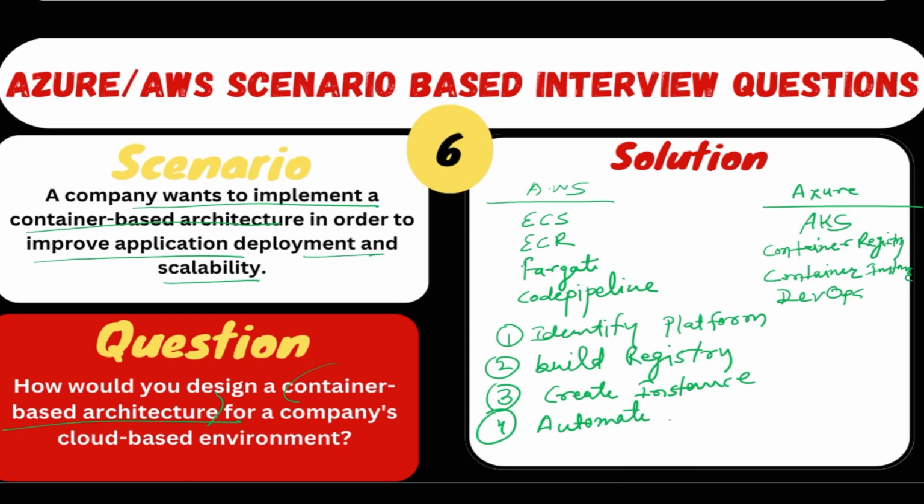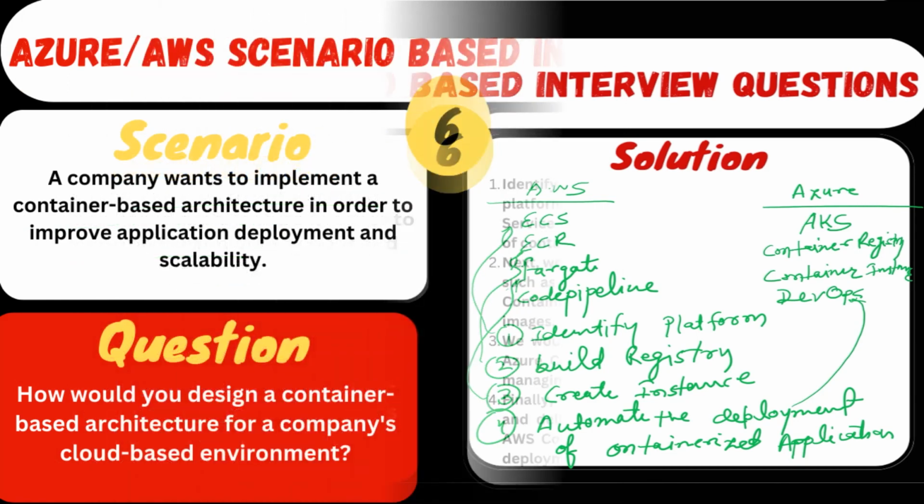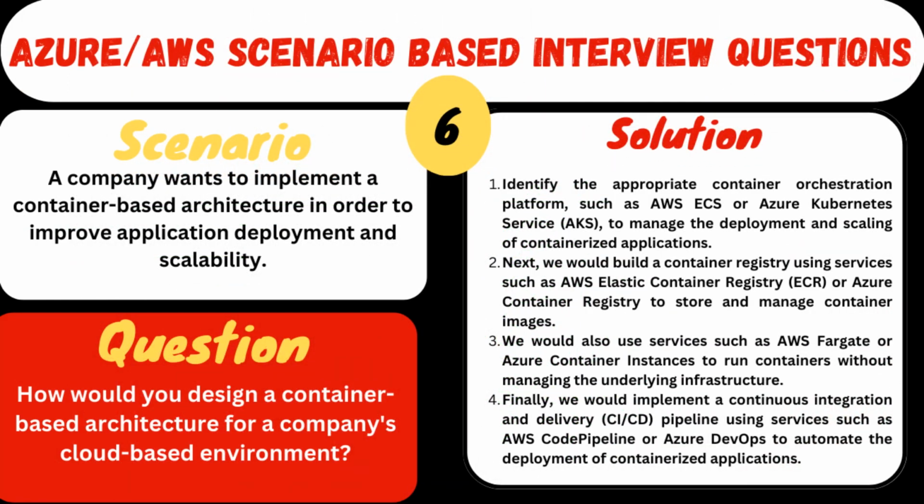So overall, we will use four services to implement a container-based architecture for our company. The services will be AWS ECS, AWS ECR, AWS Fargate, and AWS CodePipeline. The ECS service is required to manage the deployment and scaling of the containerized application. The ECR service is required to store and manage container images. The AWS Fargate service is required to run containers without managing the underlying infrastructure. And the last service is required to automate the deployment of the containerized application.